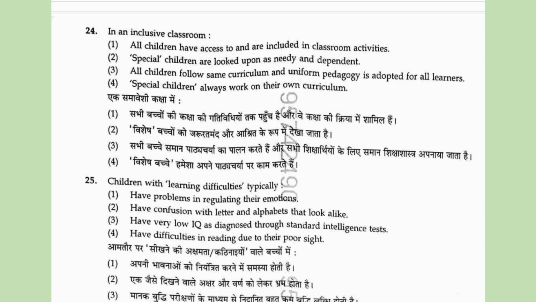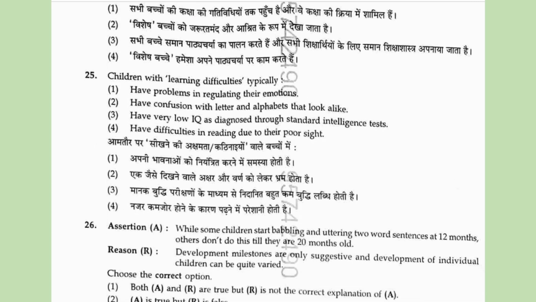Question 24. In an inclusive classroom, all children have access and are included. This should be the correct answer. Special children, no. All children follow the same curriculum, no. Special children are always looked upon. So all children have access to and are included in classroom activities.